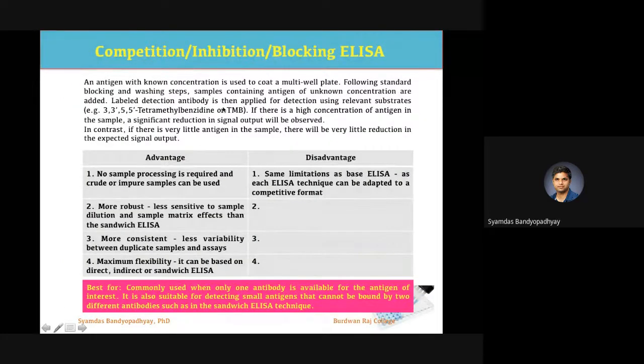The competition or inhibition ELISA, also called blocking ELISA, also has certain advantages and disadvantages, as enlisted here. I'm not going into the details because this is not routinely done in the laboratory, but it is done for some specific uses. Here also you use a specific substrate that is converted into a colored product in the presence of the conjugated enzyme. Here the substrate is called TMB substrate.